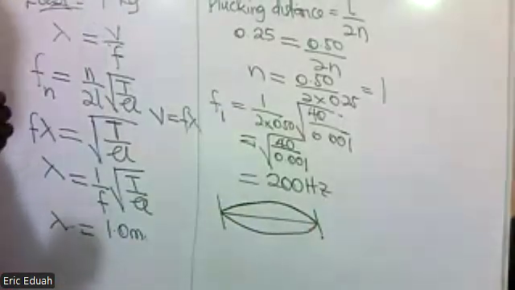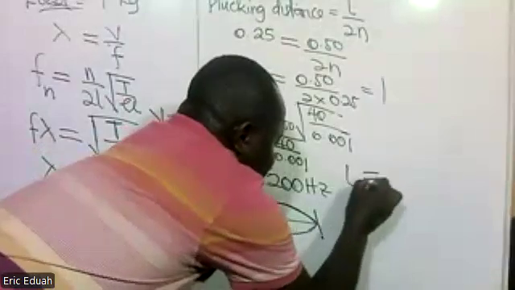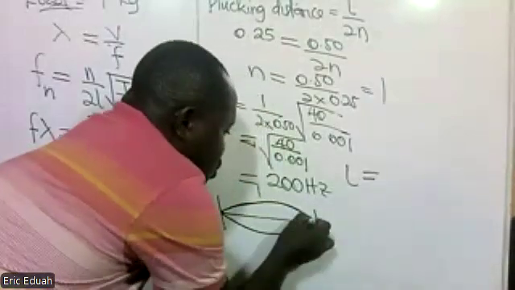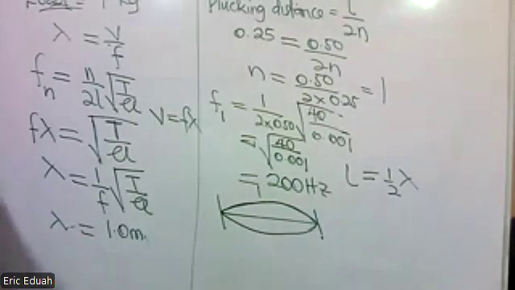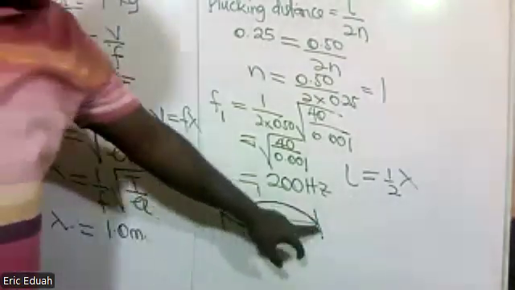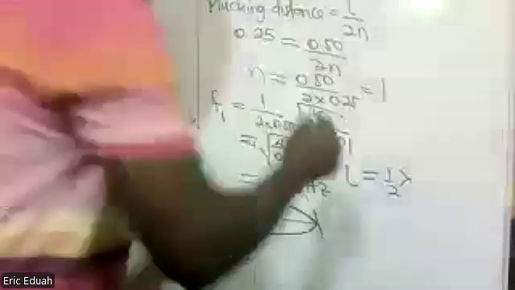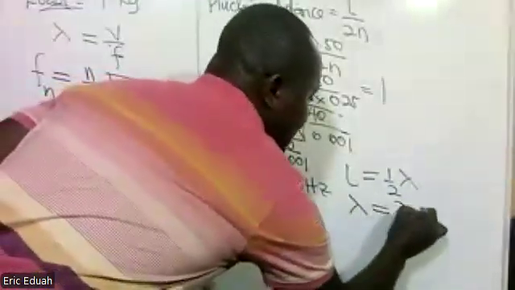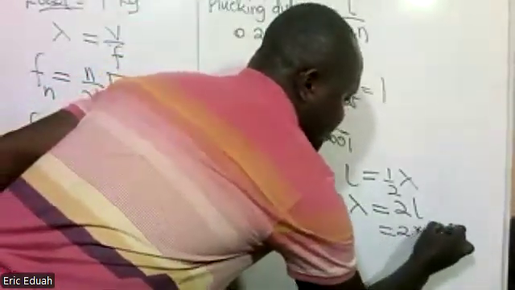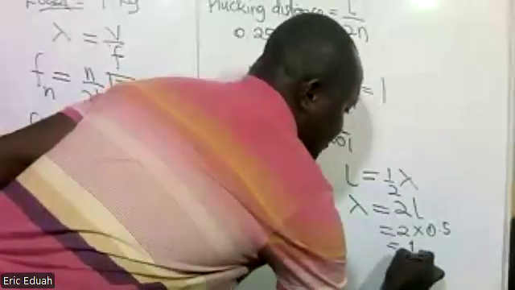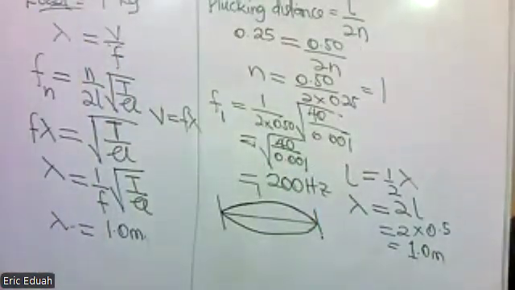The node formed, or the loop, will be this. So the length L, from node to node, is equal to half lambda. The length of the string is equal to half lambda. So if this is half lambda, then lambda is equal to 2 times L. L is 0.5. Therefore, the wavelength is 1.0 meter. That's another way of solving the question.